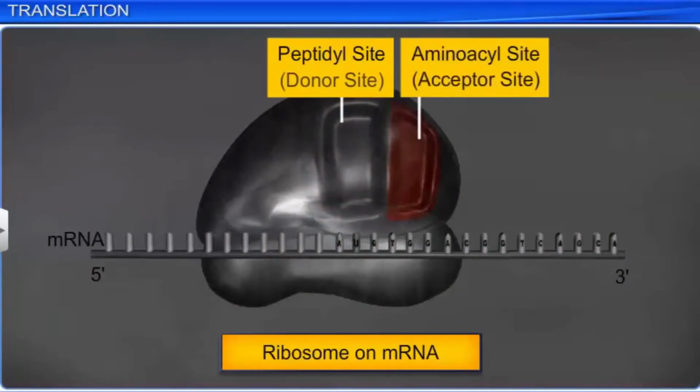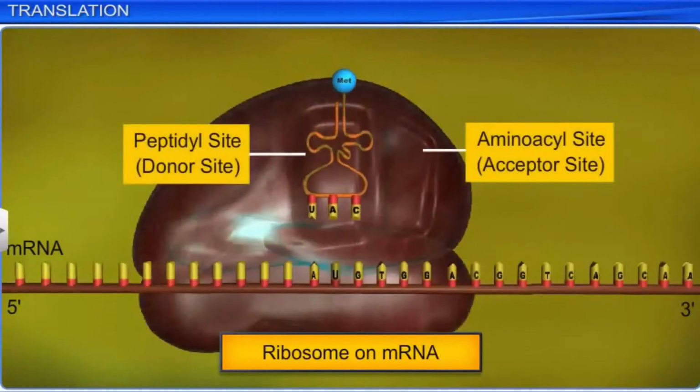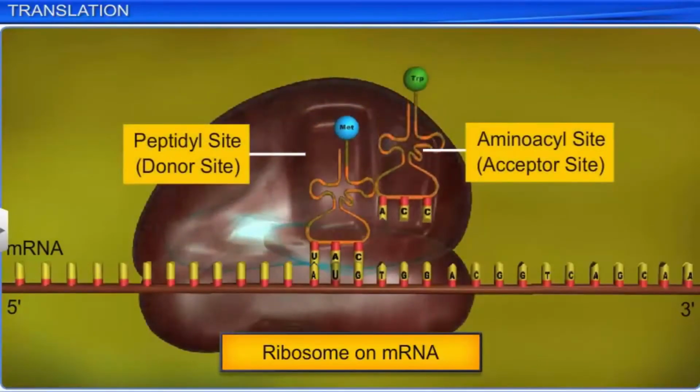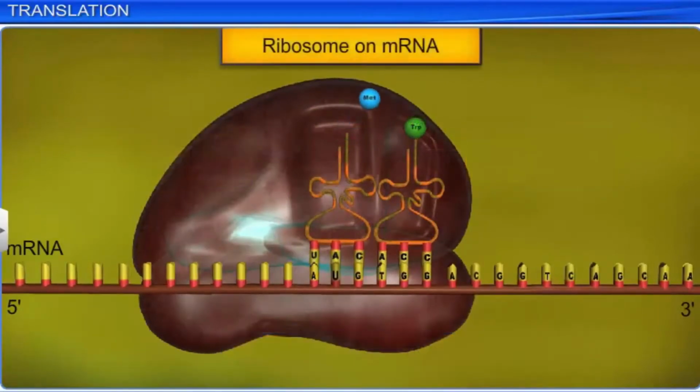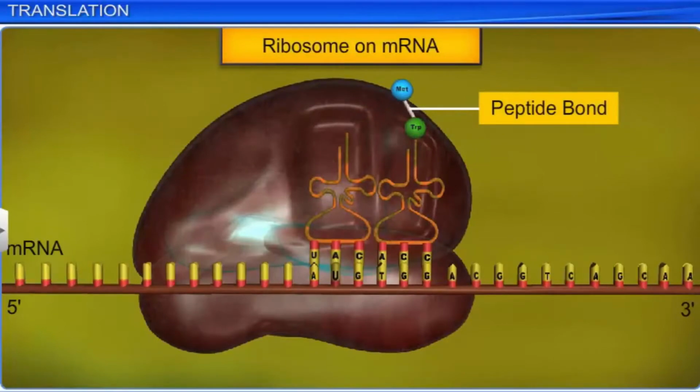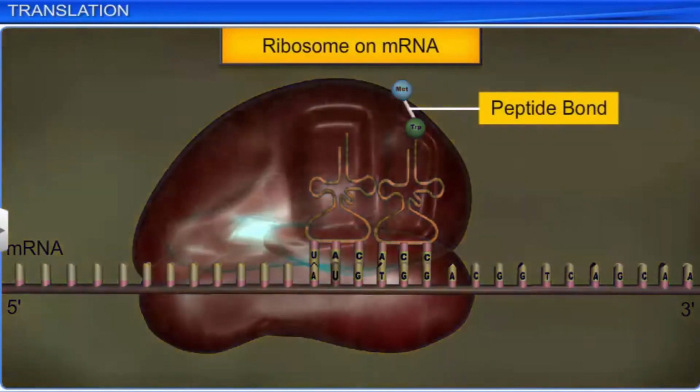At these sites, the two subsequent aminoacyl tRNAs bind and facilitate the formation of a peptide bond between the two amino acids. The ribosome also acts as a catalyst in the formation of the peptide bond.